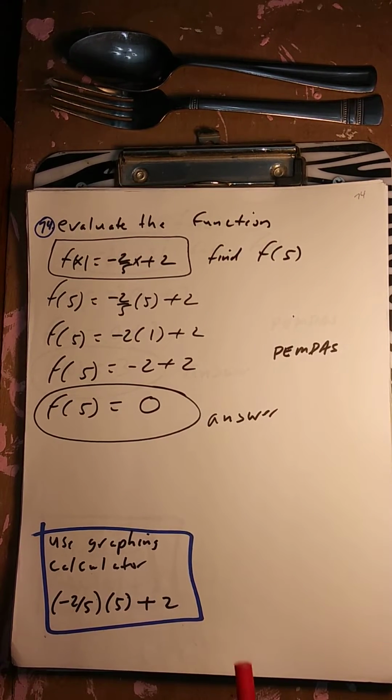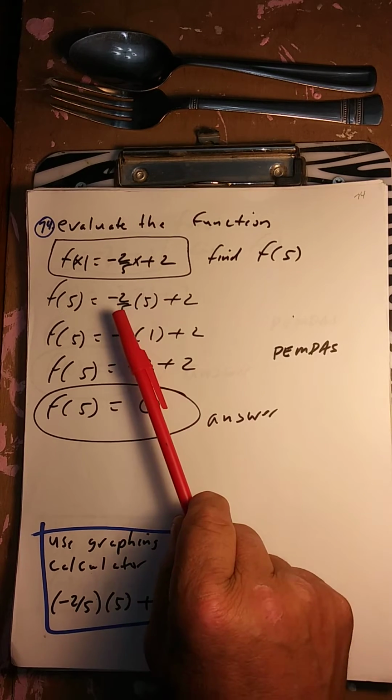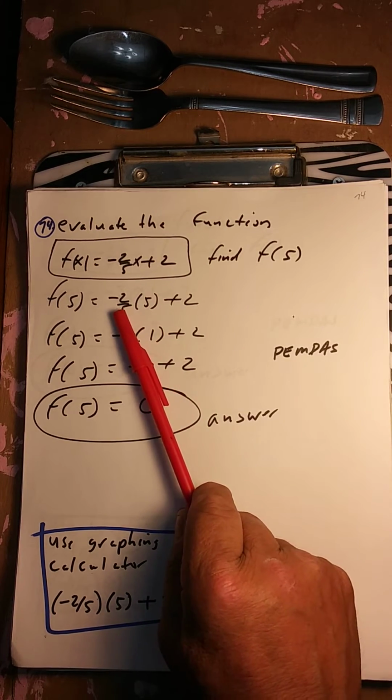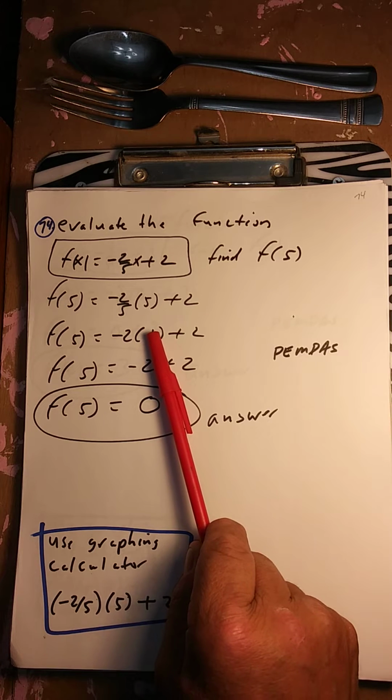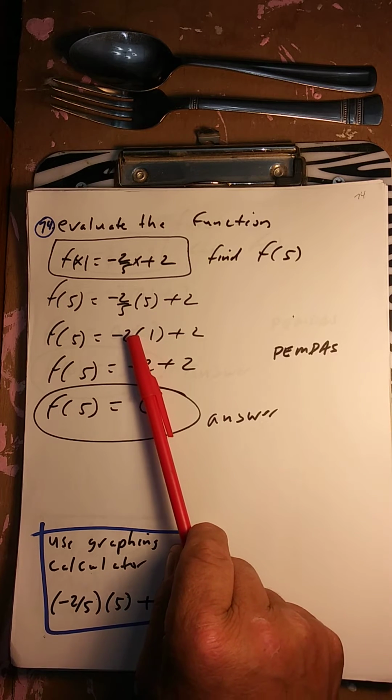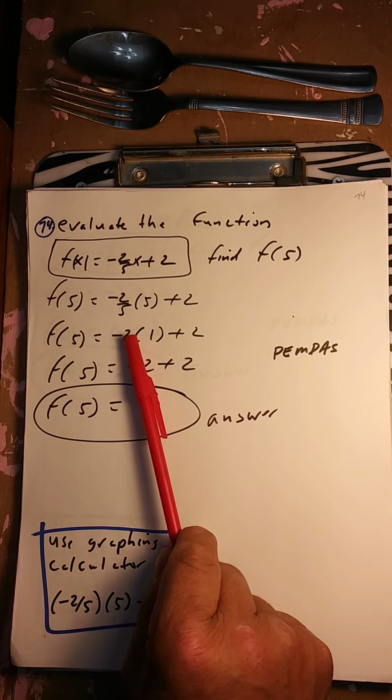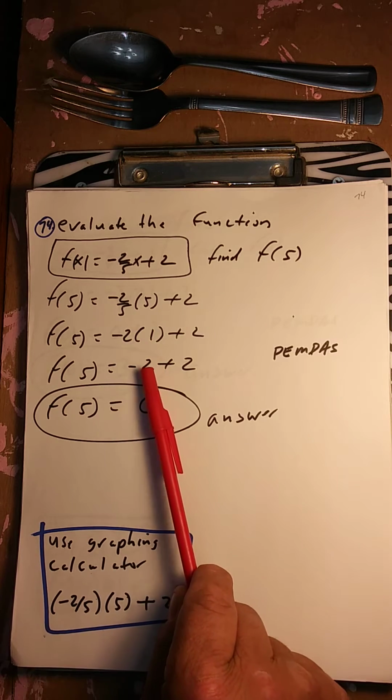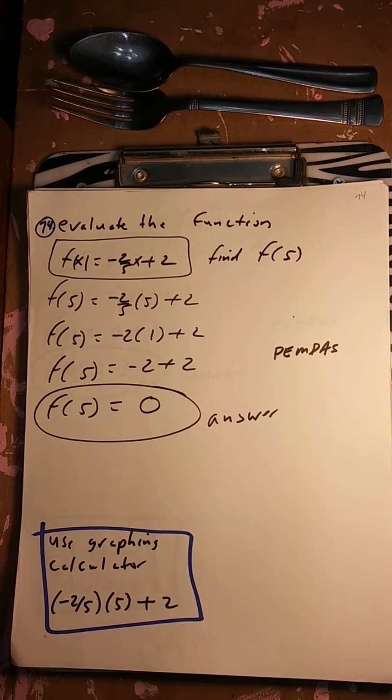Evaluate the function f of 5, put a 5 in there. Notice, does 5 divide 5? Yes, it does. Does 5 divide 5 exactly one time? Bring down 1. So now we have multiplication, addition, do multiplication first. Negative 2 times 1 is negative 2. Negative 2 plus 2 is 0.